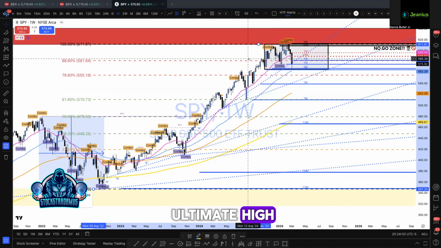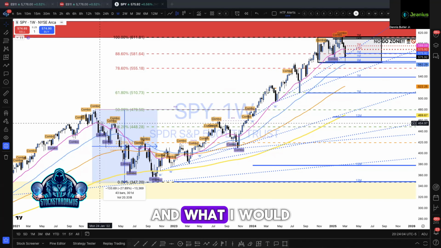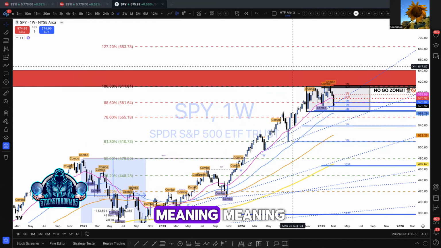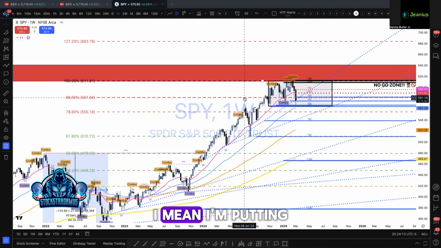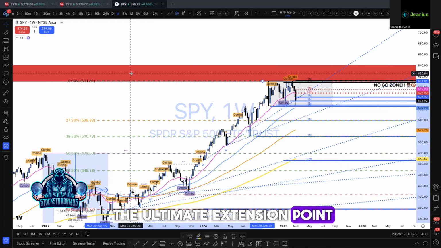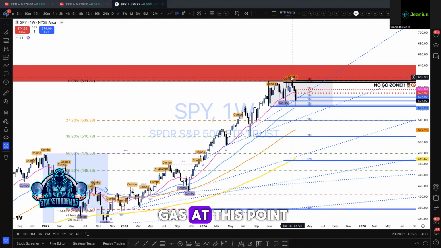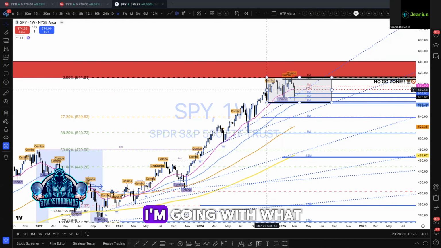This is the last ultimate high. You remember I said, if I would have done it here, and what I would have done if it didn't work out? Meaning I'm putting my Fibonacci retracement here only because it's hitting at the ultimate extension point. The Fibonacci extension says that it runs out of gas at this point. So if the Fibonacci extension is wrong, then it's wrong. But I'm going with what I know.